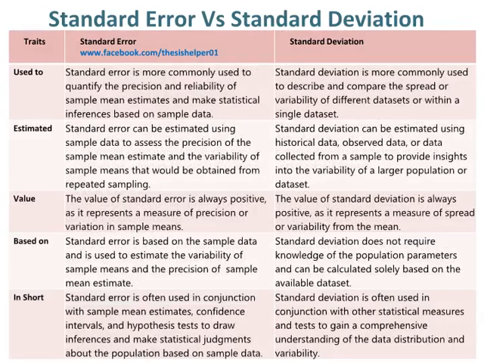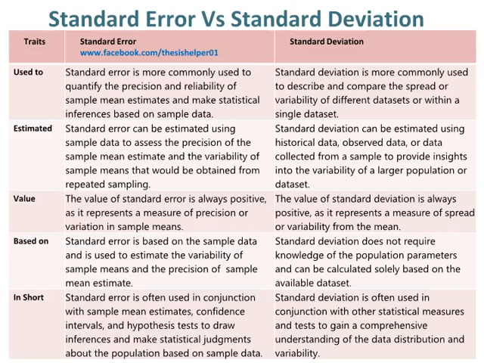Whereas, standard deviation is more commonly used to describe and compare the spread or variability of different datasets or within a single dataset. Standard error can be estimated using sample data to assess the precision of the sample mean estimate and the variability of sample means that would be obtained from repeated sampling. Whereas, standard deviation can be estimated using historical data, observed data, or data collected from a sample to provide insights into the variability of a larger population or dataset.